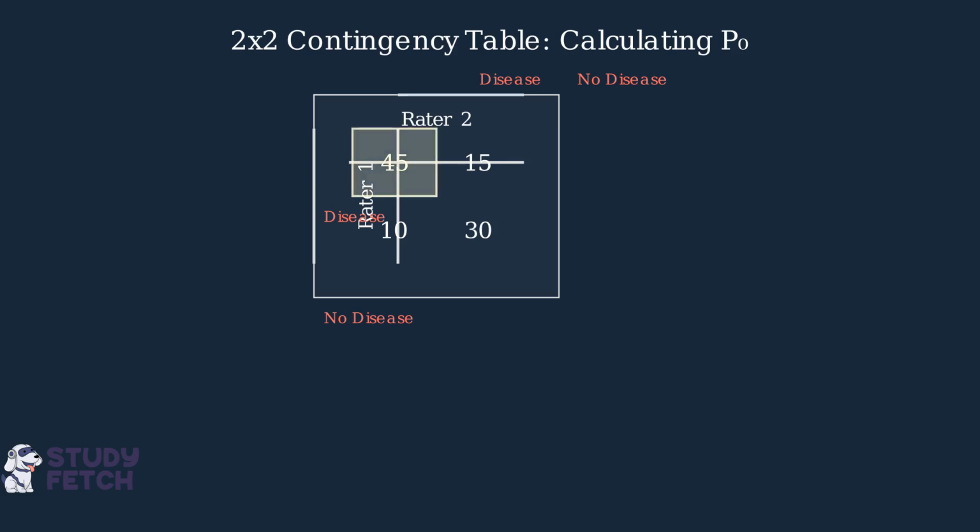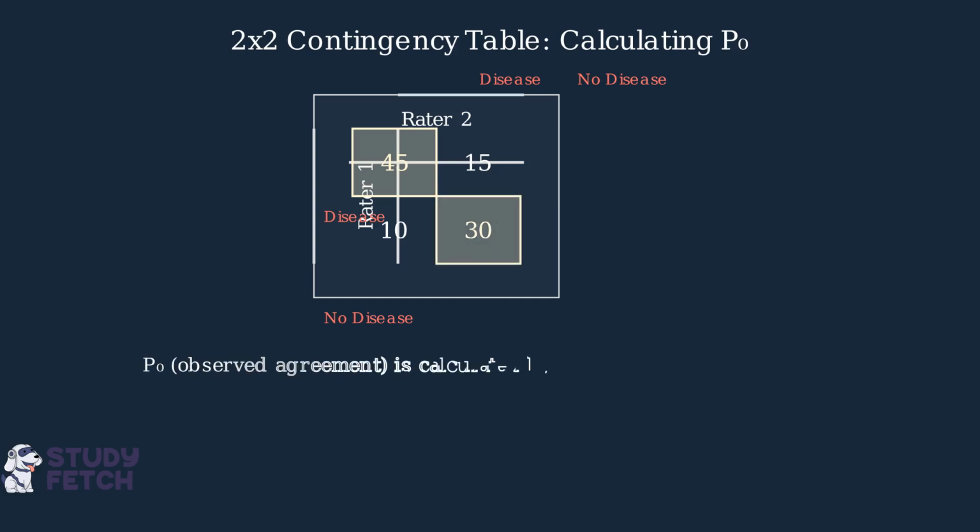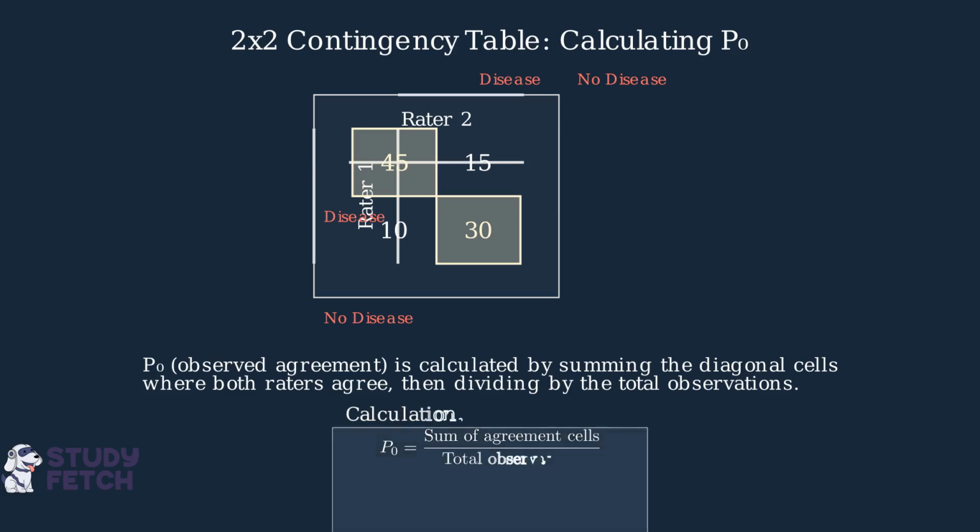The diagonal cells represent agreement between raters. In our example, 45 cases were rated as disease by both raters. Similarly, 30 cases were rated as no disease by both raters. To calculate P0, we sum these agreement cells and divide by the total number of observations.